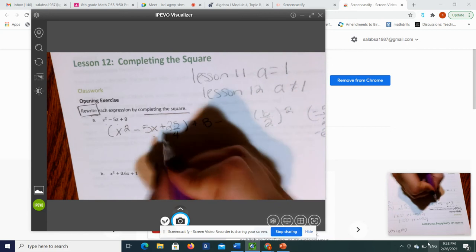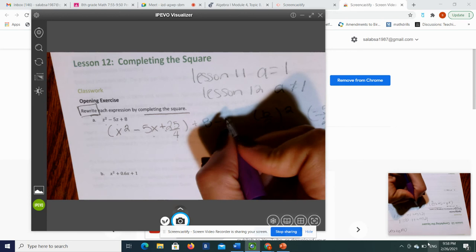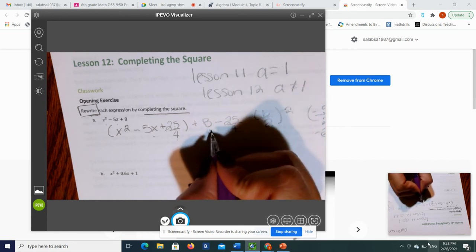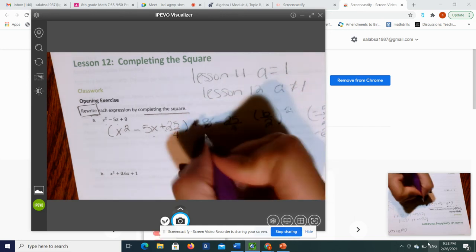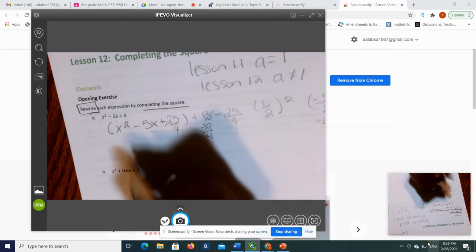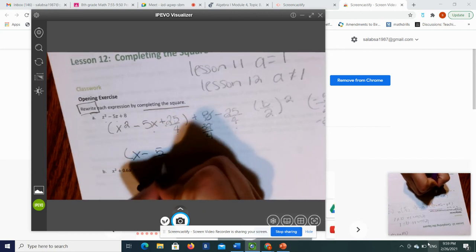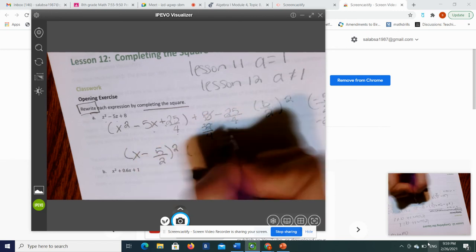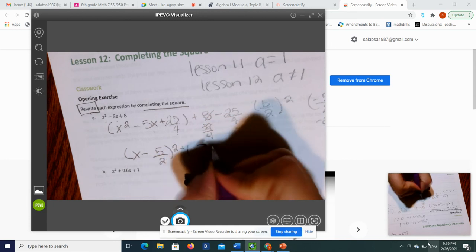And then we're going to do the opposite of what we do here. We have a plus 25 over 4. Here's going to be minus 25 over 4. But for us to subtract the 25 over 4 from the 8, we have to make these like terms. So I'm going to make this 8 a 32 over 4. Now we can subtract our terms. We have x minus 5 over 2 squared. 32 take away 25 gives you 7 over 4. So it's plus 7 over 4.